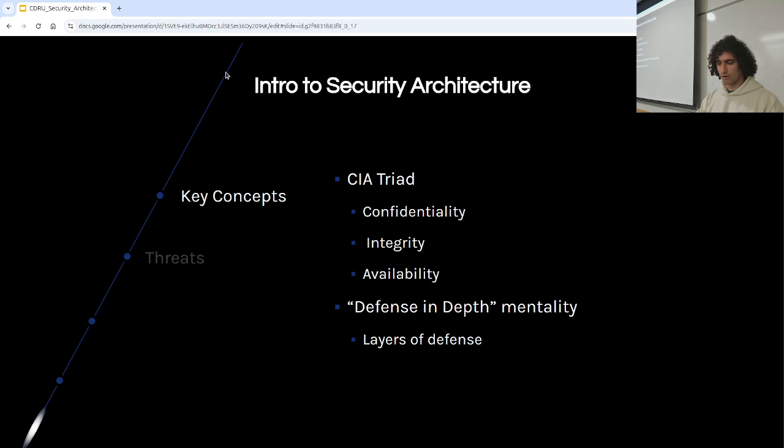These three words are metrics for keeping information confidential. So we want the information to be private. We want it to be safe. We want to verify the integrity of the information, so we want to make sure that nobody is tampering with it without us knowing. And then despite these two measures, we still want the information to be available. We want people to be able to access it whenever they need it.